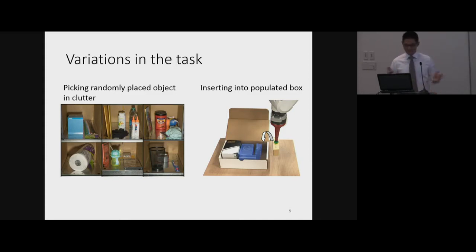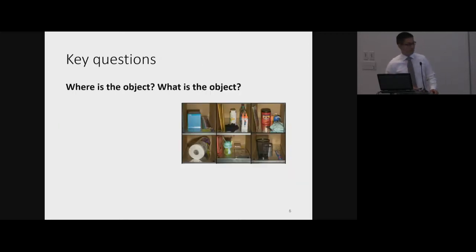So what we are seeing here is lots of variations in the tasks in these two cases. We want to pick up objects, but we don't exactly know where they are. So a pre-programmed fixed path won't work. Or we want to insert an object, after picking it up from a shelf, into a populated box to pack it tightly. So for those we need a smarter sense of the environment.